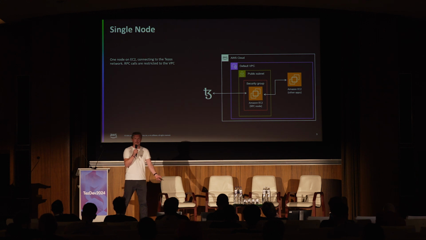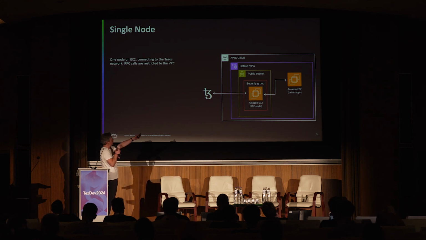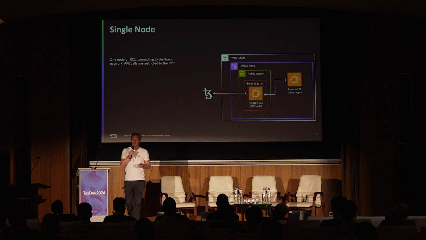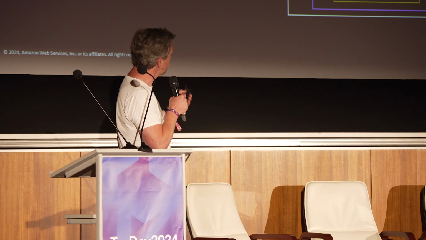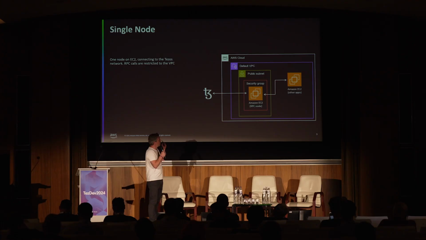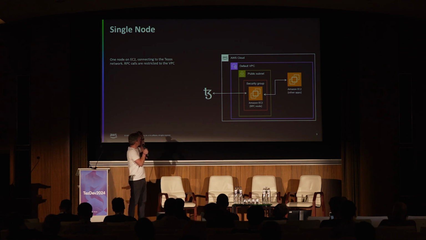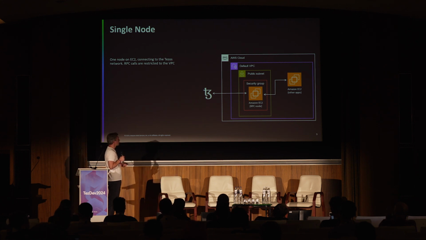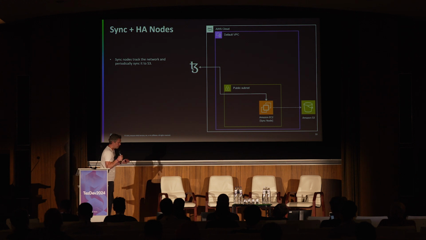A single node is exactly what you'd expect. We have an EC2 instance at the very middle. It's an RPC node running on it, and it has a security group around it that basically says RPC calls are allowed only from within the VPC. So other EC2 instances in the same VPC can call the node, but no one from the outside. However, of course, it does communicate with the outside internet, to other Tezos nodes for syncing the blockchain itself. So there's really not much to it.